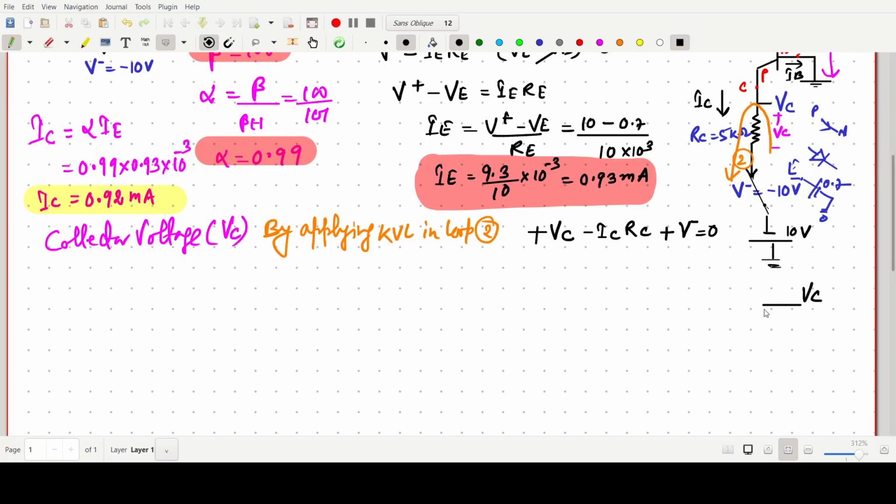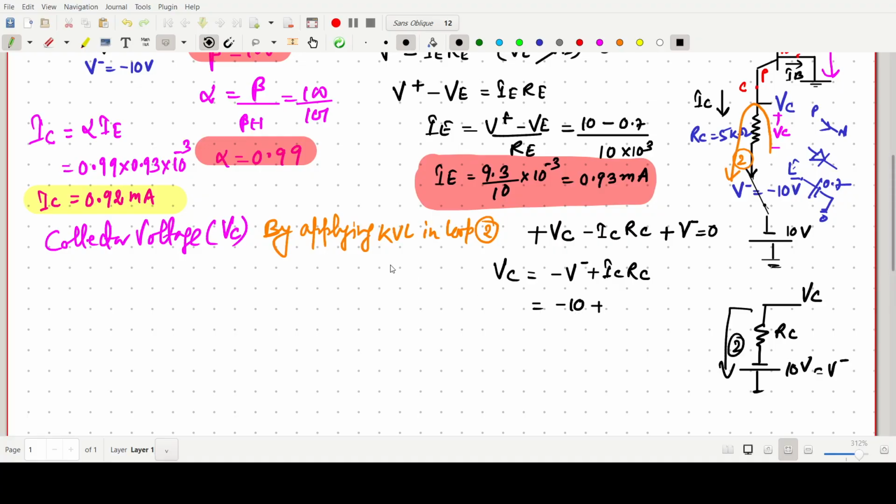This voltage is VC, and this one is our RC, and this one is basically this kind of a structure, 10 volt. So that's why they are saying minus. So if we apply KVL, we can write this is VC minus IC RC plus 10, that is our V minus, equals to plus V minus equals to 0. So from this one we can say VC equals to minus V minus plus IC RC. Very simple. So it should be minus 10.